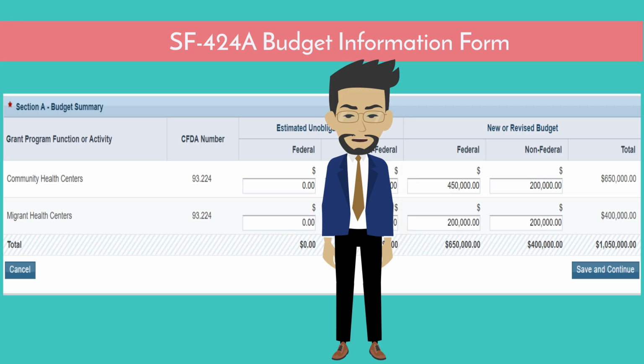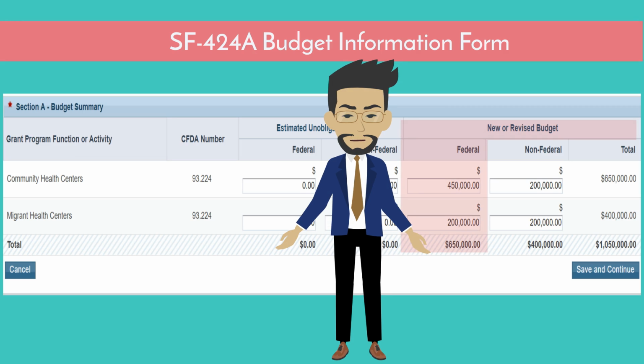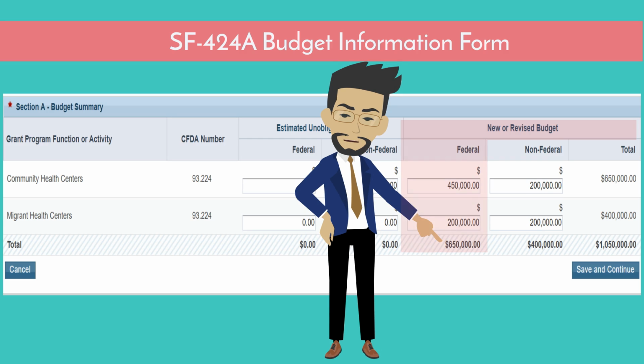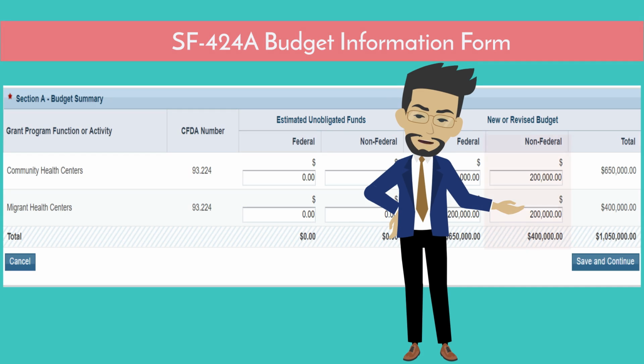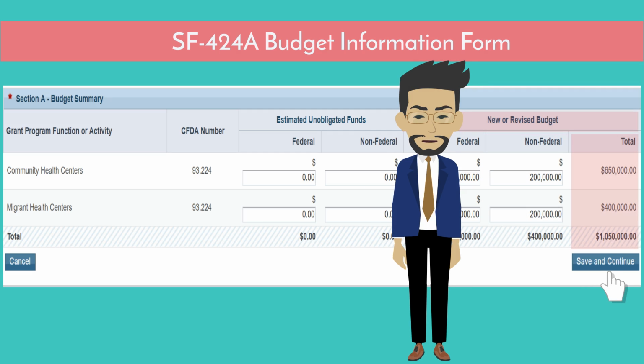In the Federal column under New or Revised Budget, enter the amount of federal funds requested for each subprogram. Remember, the federal total cannot exceed $650,000. This total will populate in Form 1B. And in the non-federal column under New or Revised Budget, you will enter other funds that will support your NAP project. When you click Save and Continue, the system will add the totals and move on to Section B.